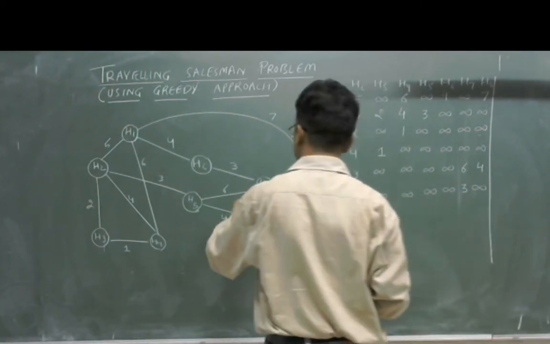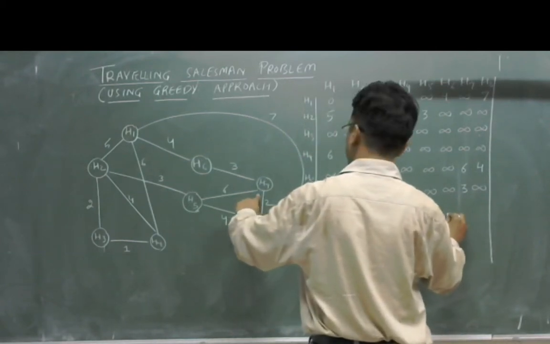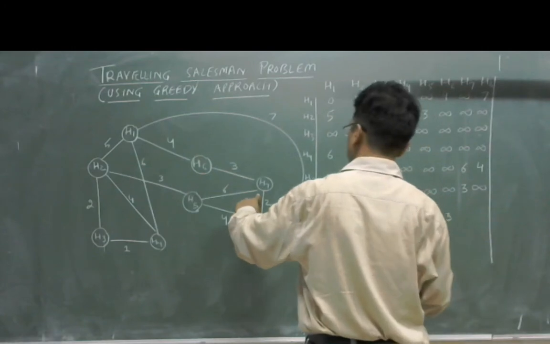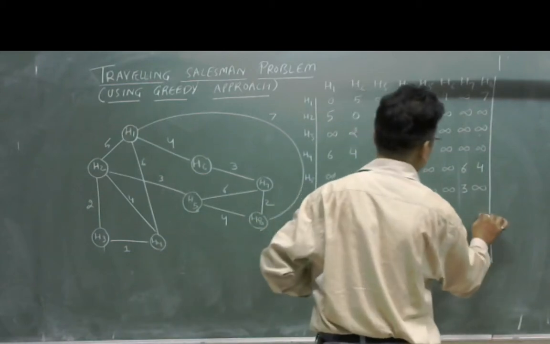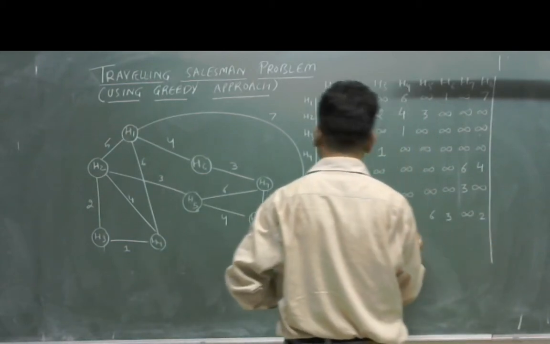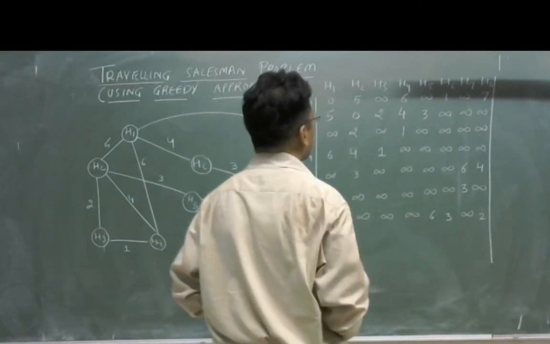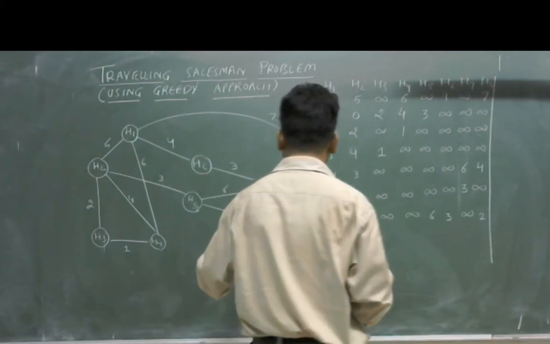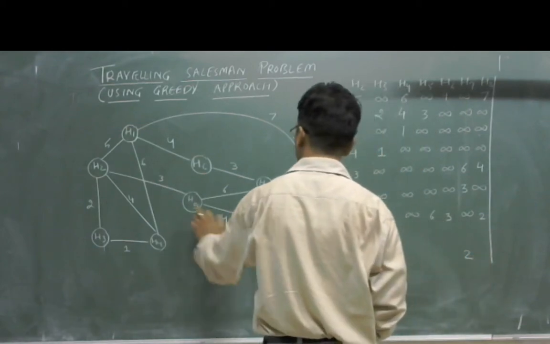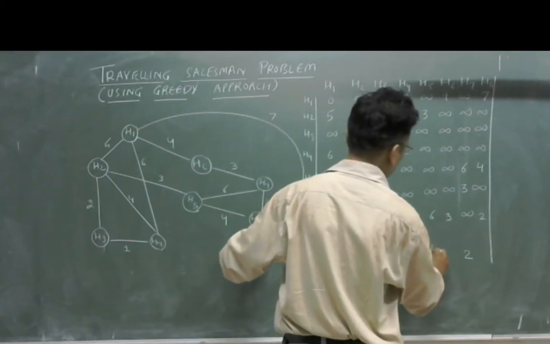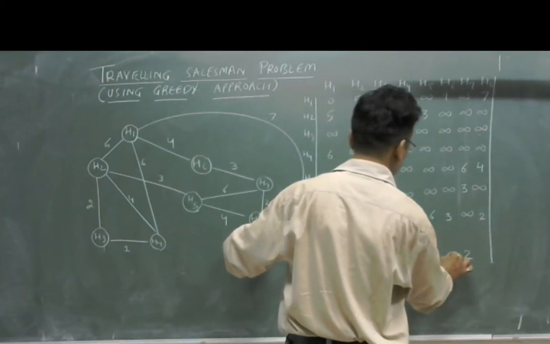Right? H7 is connected to H6 by distance of 3, H5 by distance of 6, and H8 by distance of 2, and the rest of the nodes are infinite. Right? Now, the last node, H8, is connected to H7 by distance of 2, and H5 by distance of 4. Okay? And H8 is not connected to H6.